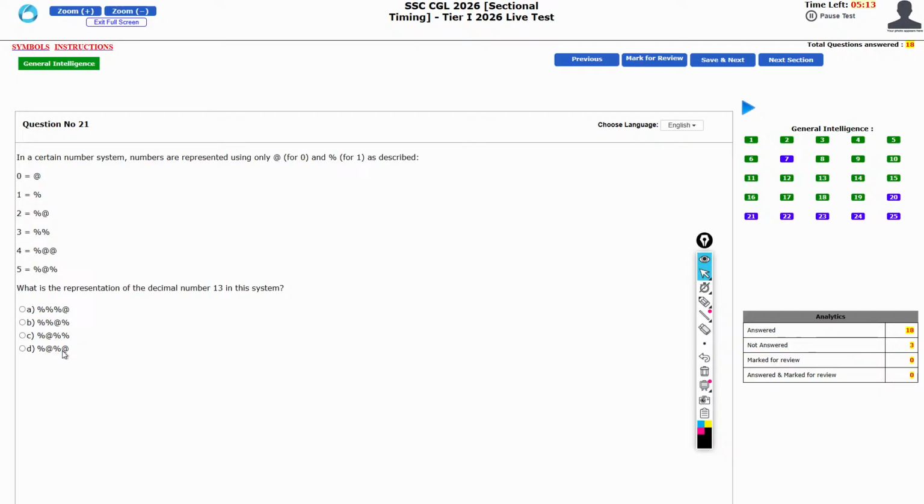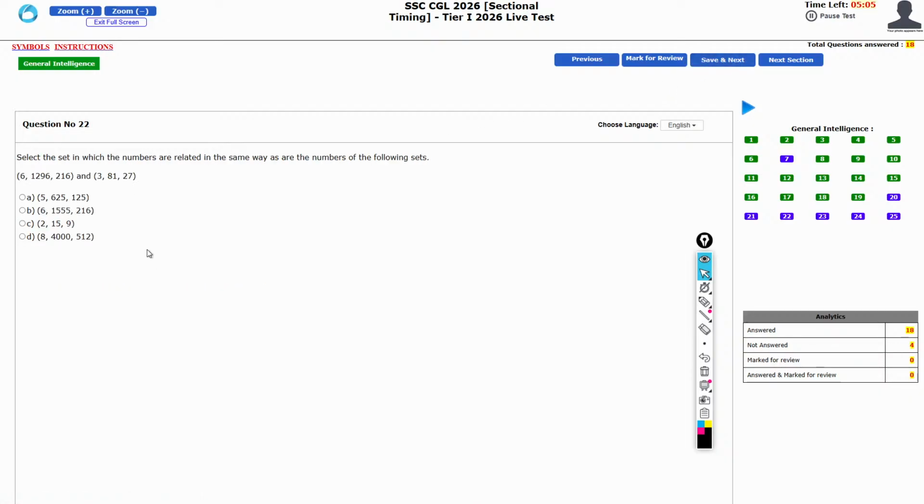So no option is matching. So cube, cube here, not cube here. And the second one is multiplying them, multiplying them. So this one is holding. This one won't hold. Not. Okay.